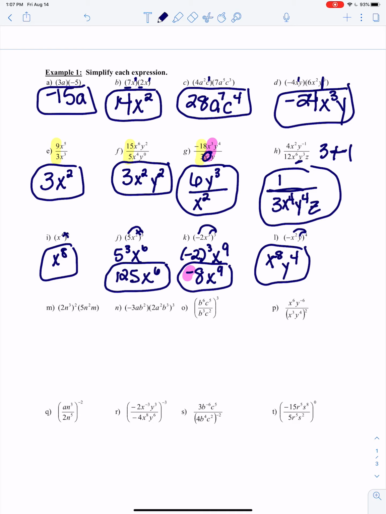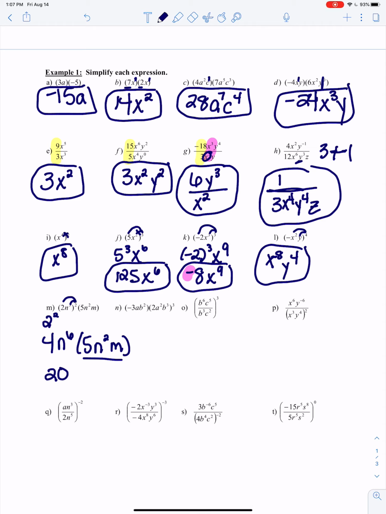Okay, on M, I'm going to give both of these the power of 2. 2 to the 2nd power, that's going to be 4. And then I get n to the 6th because it's a power to a power. Now, I'm just going to bring this down, okay, and multiply these things because this part here did not have a power. So now I'm just going to multiply. 4 times 5 gives me 20.